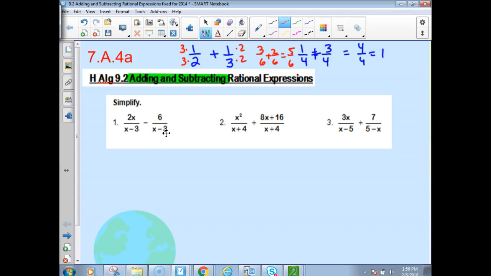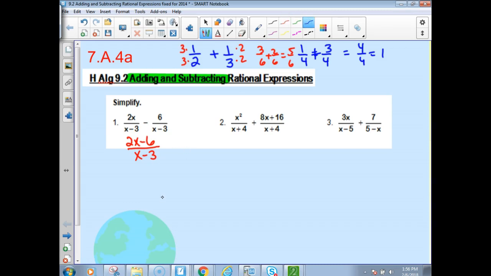Well, these have the same denominator, so that is the common denominator. So the denominator is not going to change in the answer. What we would do is we would subtract the numerators. So 2x minus 6 would be on top.